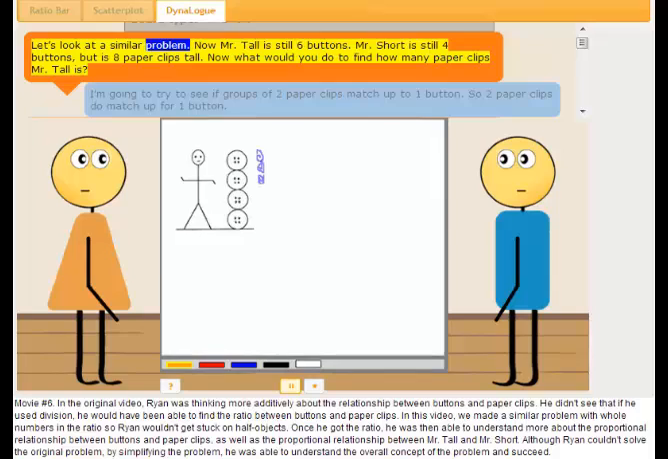Let's look at a similar problem. Now Mr. Tall is still 6 buttons. Mr. Short is still 4 buttons, but is 8 paper clips tall. Now what would you do to find how many paper clips Mr. Tall is?